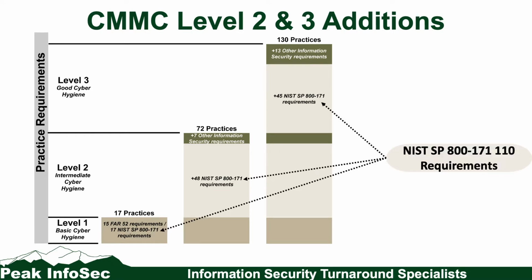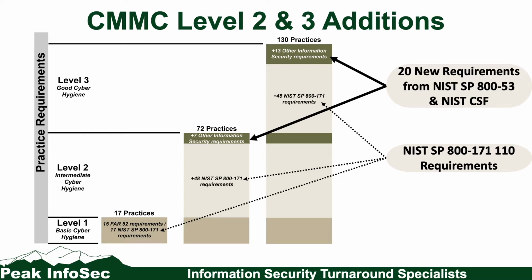The light tan and the dark tan make up the 110 requirements that are already in NIST SP 800-171 and encompass the bulk majority of the CMMC. Now, Level 2 and 3 add in 20 additional new requirements that primarily come from NIST SP 800-53 and the NIST Cybersecurity Framework. So let's take a look at these by domain.